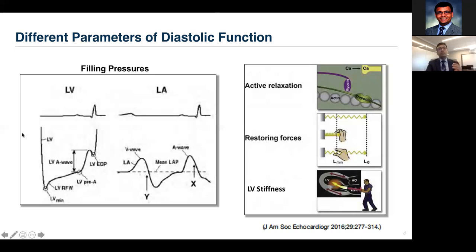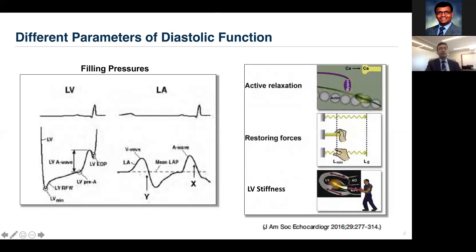So this becomes an important constituent when you are trying to make a measurement that will be consistent across the entire circuit: the wedge, the left atrial pressure, and the LV pressure. If you want to see something all across the three circuits, it will be the LV pre-A pressure, which will be equivalent to the LA mean pressure and the pulmonary capillary wedge pressure.